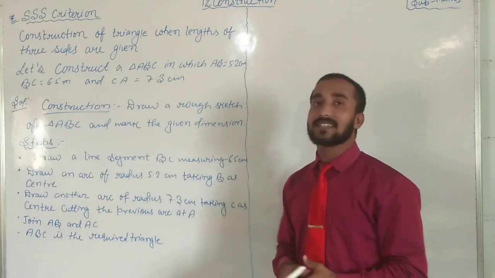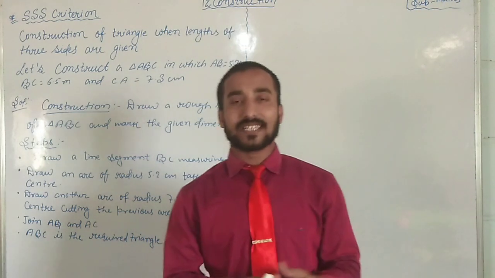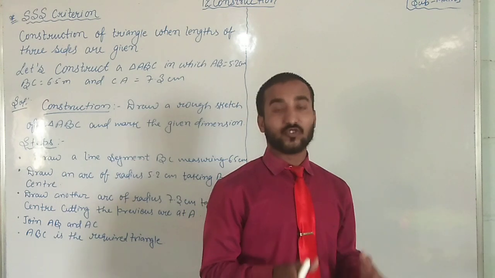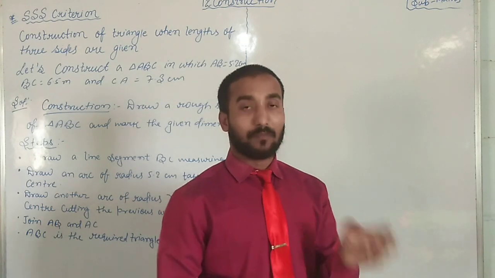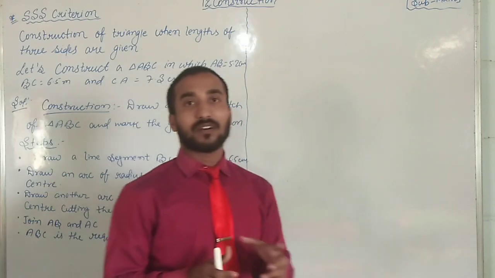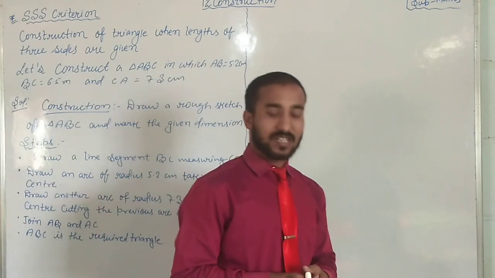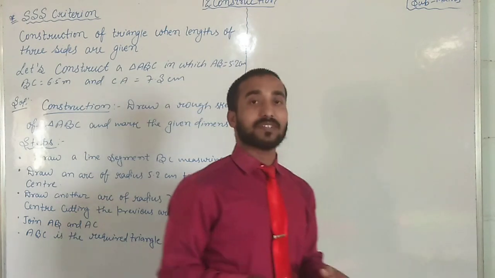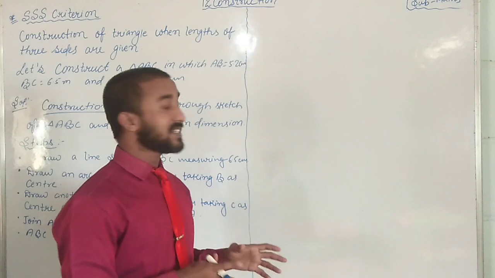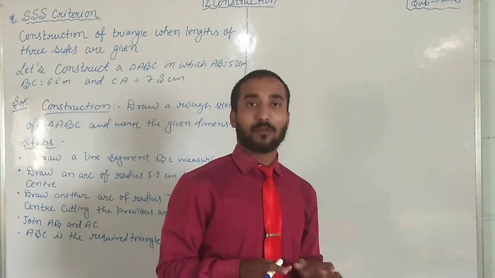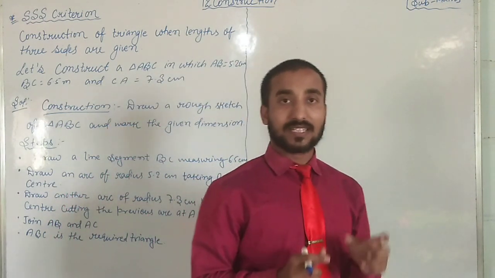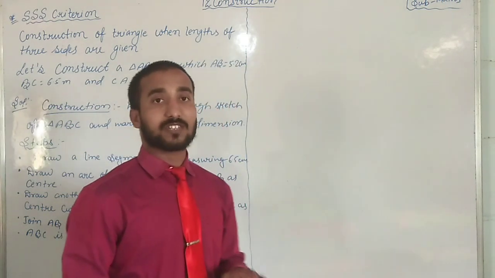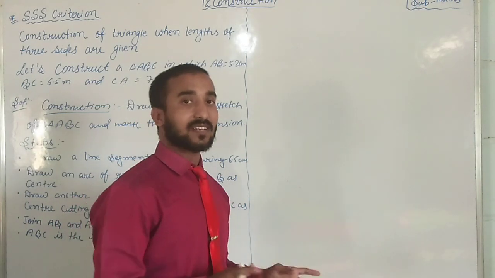Students, today in this session we will discuss the SSS criterion, whereas in the previous session we studied construction, how to draw a parallel line with the help of a point, as well as compass and pencil. Students, construction means you have to sketch, draw and construct with the help of pencil, compass and ruler. But most of the work we have to do with the help of pencil and compass.